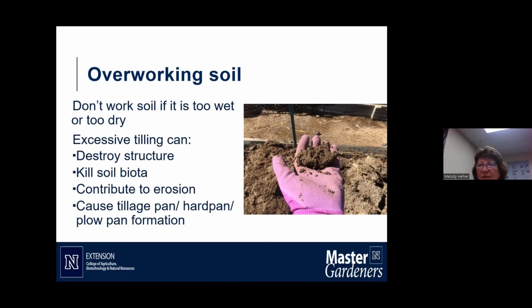So how do you know if your soil is too wet or too dry? That's a hard one. You can tell the two extremes, right? If you squeeze a handful of soil and water squeezes out of it, then it's too wet. And if you've put your rototiller down and started rototilling and there's a rooster tail of dust behind you, then it's too dry. Where's that sweet spot?